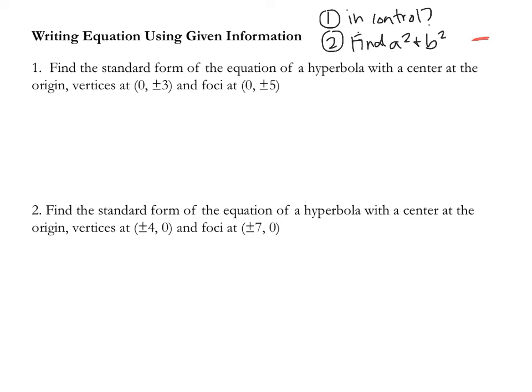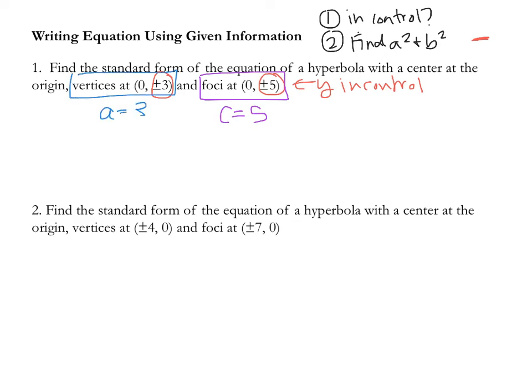So number 1 says find the standard form of the equation of the hyperbola with a center at the origin. So you know we don't have an h and k right now. And then vertices at 0, comma, plus or minus 3, and foci at 0, comma, plus or minus 5. Based on what we did with ellipses, this should be a little bit easier to catch on to. The fact that those are both going up and down tells me y is in control. And then the foci give me c, so I know c is 5. And the vertices still give me a, so a is 3.